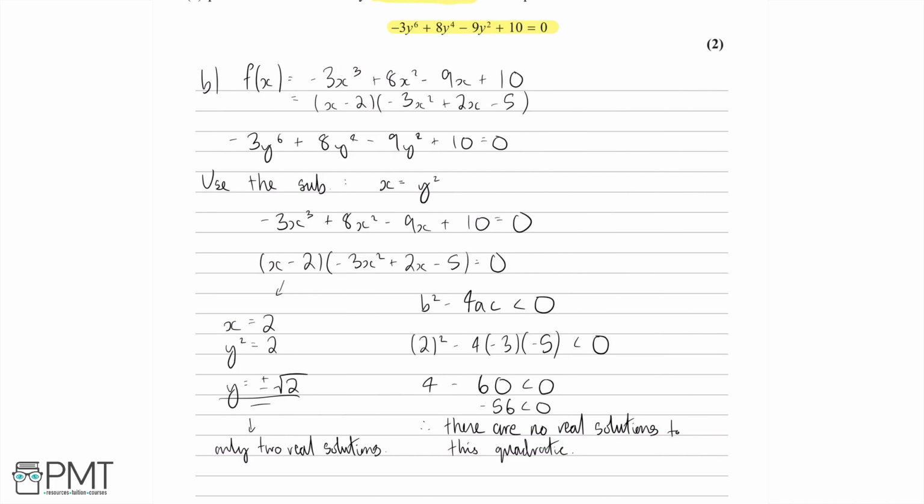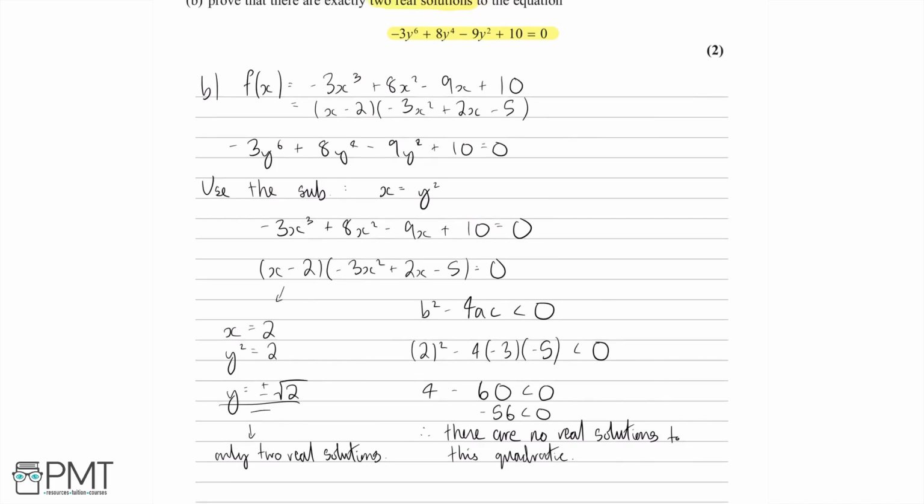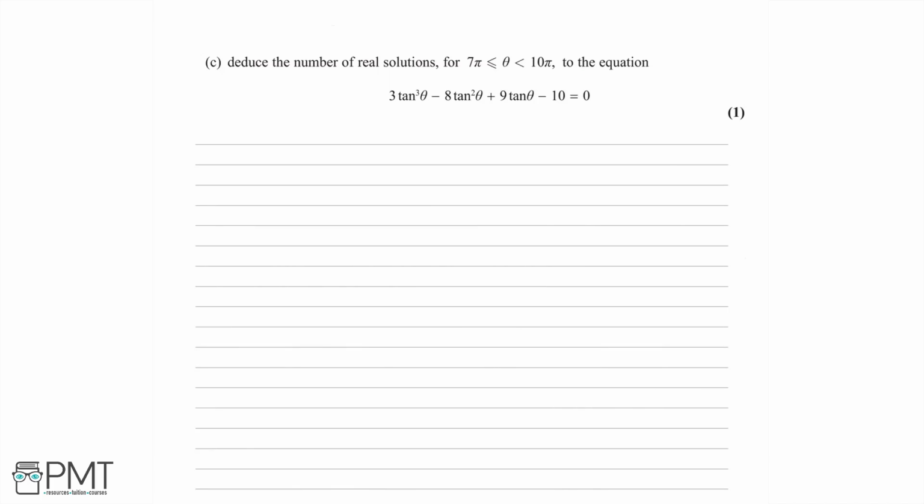And that's it for this question. Now in terms of the marking, you'll get 1 mark for deducing that there are no real solutions to this quadratic, and you'll get 1 mark for finding the two real solutions to what y is, and that's a total of 2 marks for this question. Now that part B is over, we move on to part C.